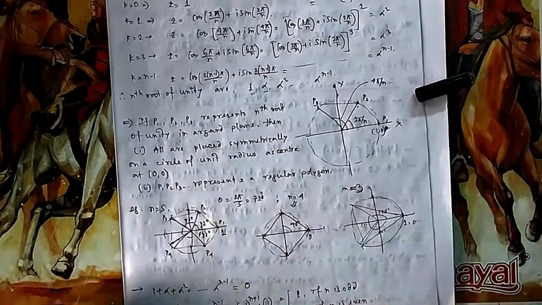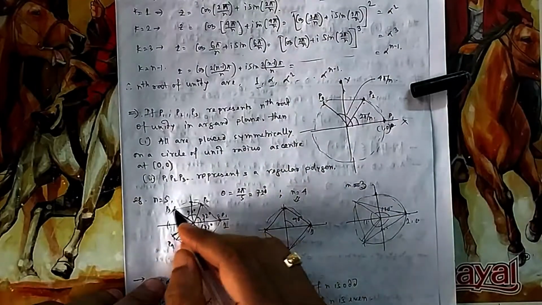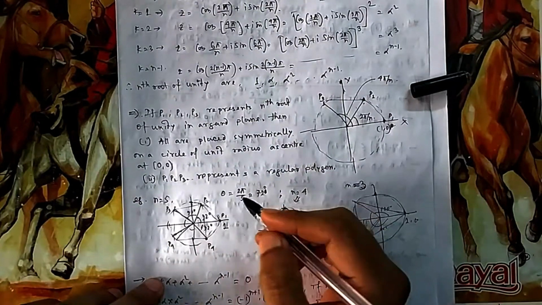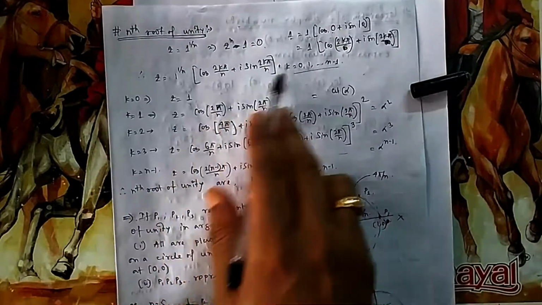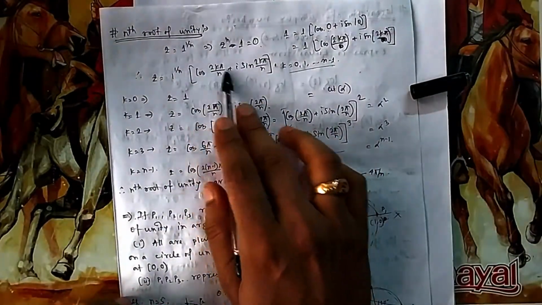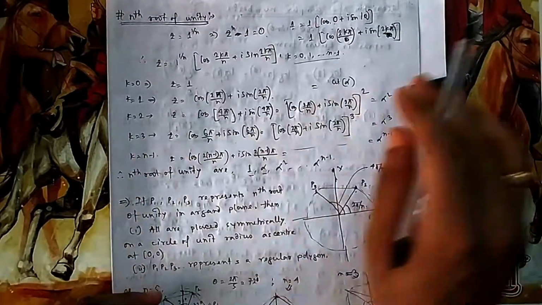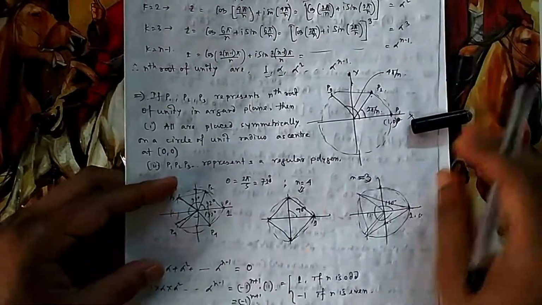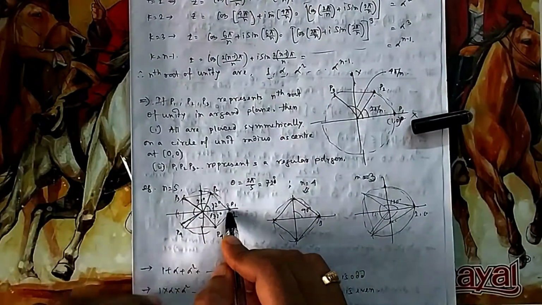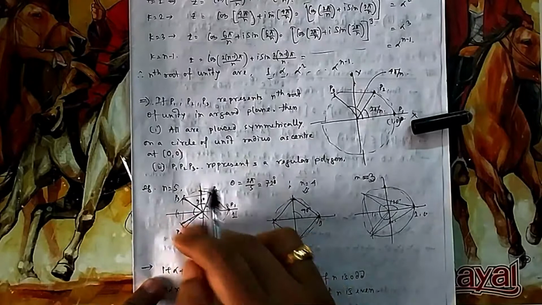Now if you ask how to place it symmetrically, suppose your n is 5, so you will have 5 roots. The first one will always be 1. If you put k equal to 0, it will always be 1. Whatever n it is, the first one is always 1, because I am talking about roots of unity. So the first one will always be 1, and then you have to place a total of 5.